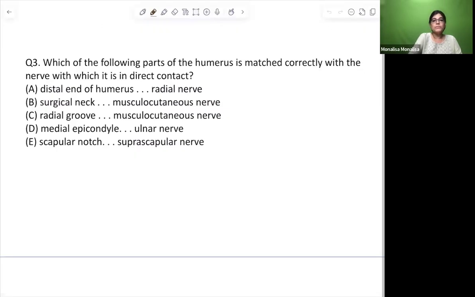Okay, so one of the questions must be from the nerve part, so let's revise it. Here you can see the question in which the relation of the humerus has to be matched with the nerve. There are 5 options. I want everybody to mark the right answer.